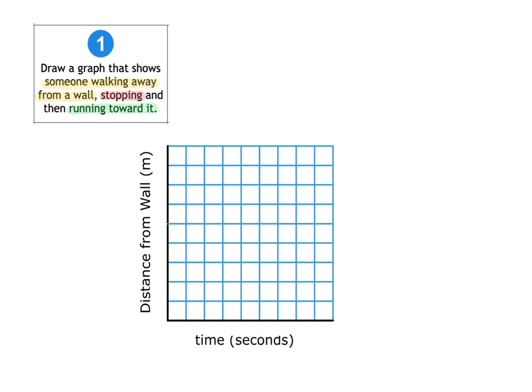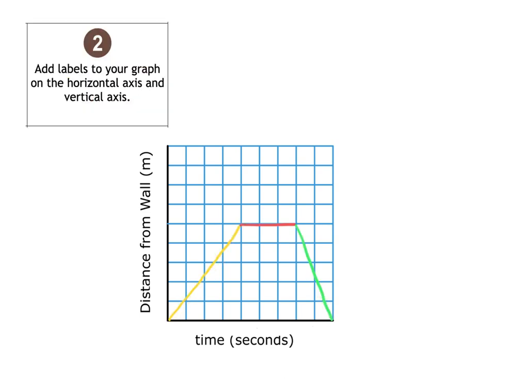A person walking away from the wall would be going slowly, and that would mean that the distance from the wall would be increasing kind of gradually with time. When they stop, the line would remain horizontal. Time would be continuing to move forward, but their distance would remain the same. Then when they ran towards the wall, their distance from the wall would be decreasing, but it would be decreasing quicker, so the line would look more steep.